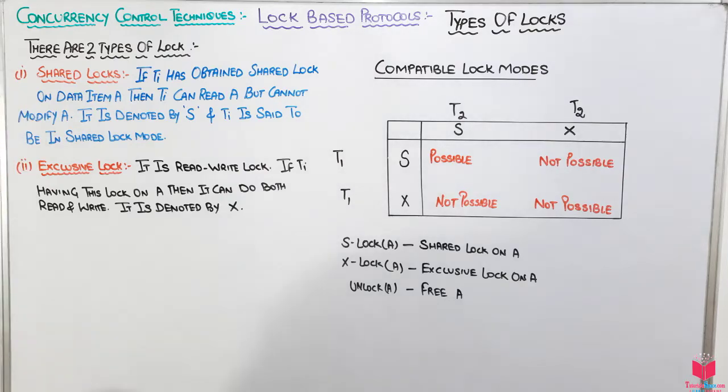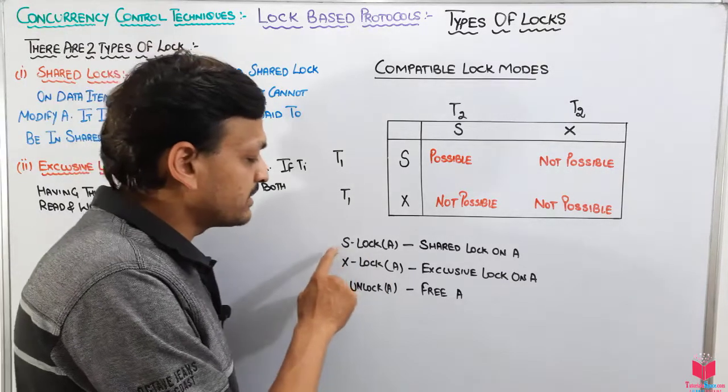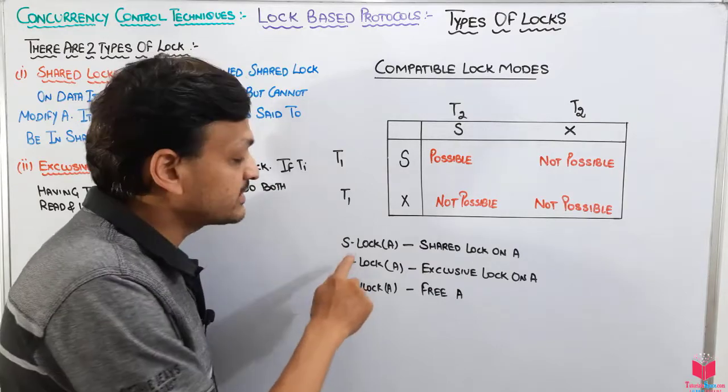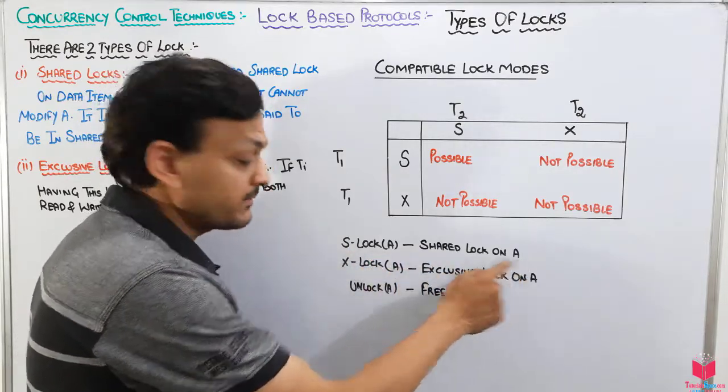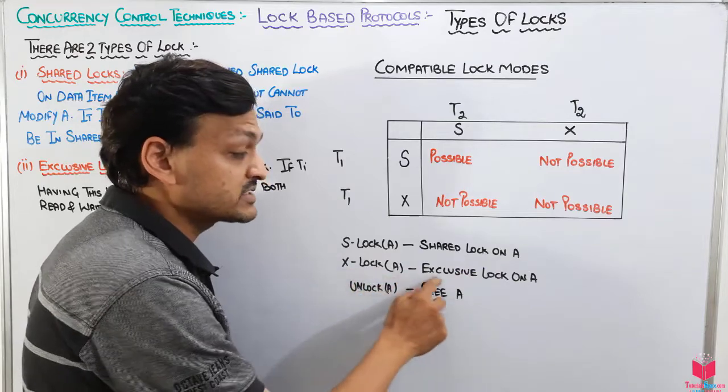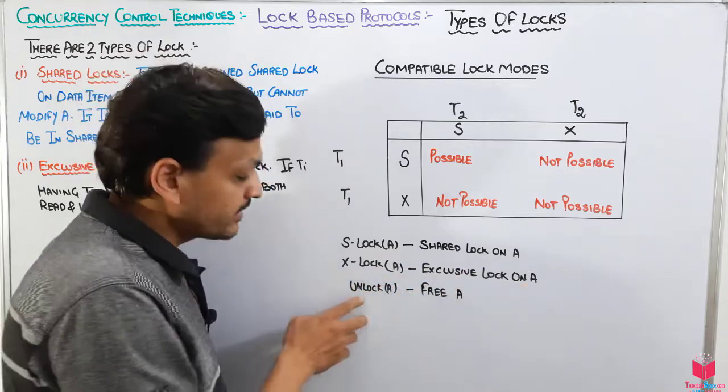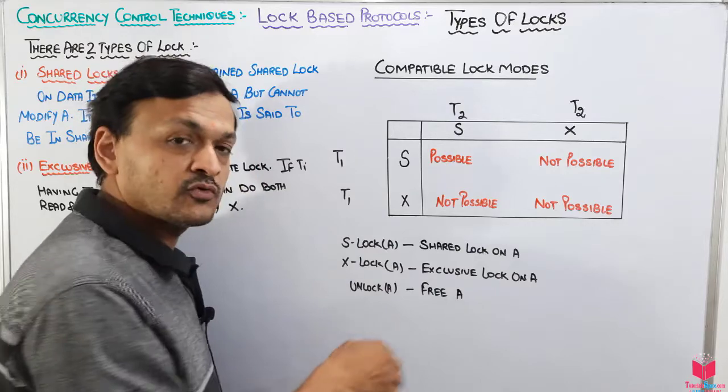This is the symbol showing exactly how we represent it. S lock A means a shared lock on A. X lock A means an exclusive lock on A. If we have unlock A, that means we free the lock.